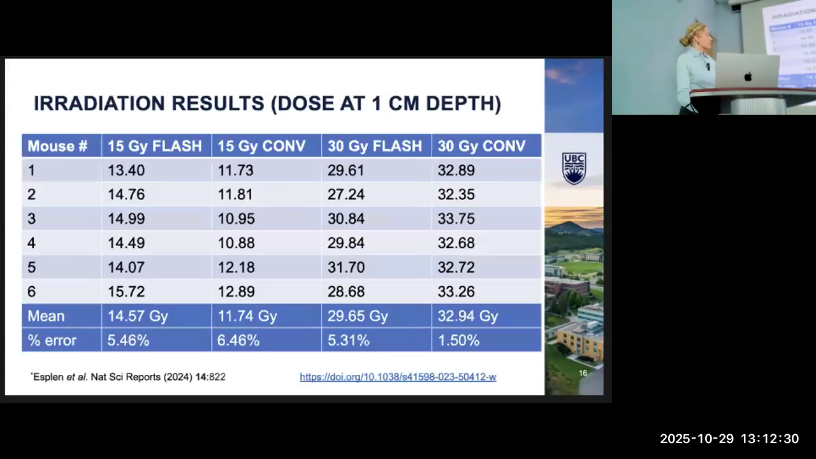So we were able to deliver very similar doses to all of the animals. So this is every animal we irradiated. Pretty good agreement. We got better agreement for the 30 gray group because we did some additional conditioning of the beam to make it a little bit better.